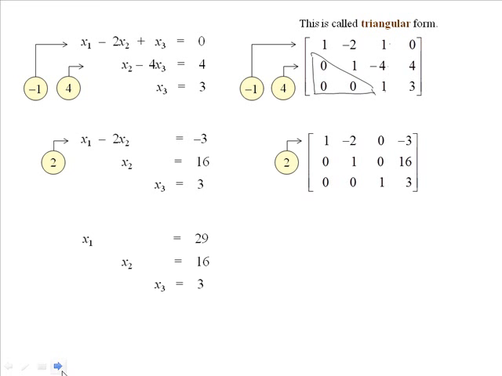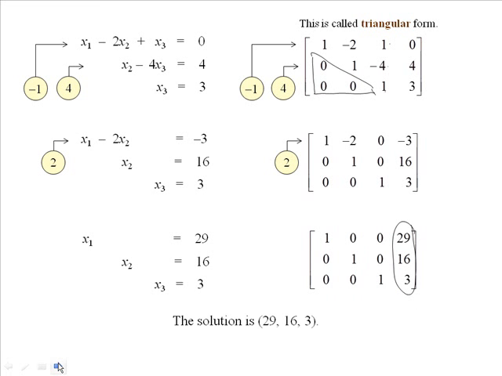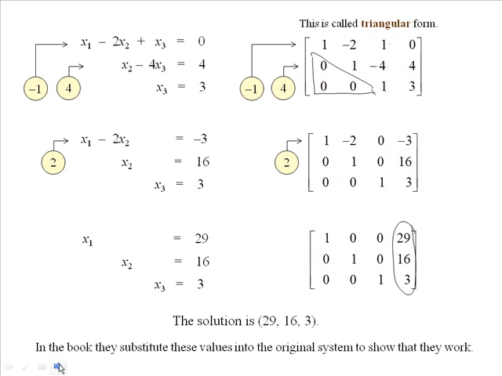When I do the same thing with my matrix, notice the form. We end up with 1s on the diagonal, zeros everywhere else, and my answers as the last column. So the solution is 29, 16, and 3. And in the book they substitute those into the original system, so you're welcome to do that. Substitute that into the original set of equations and see if you get the correct answers.